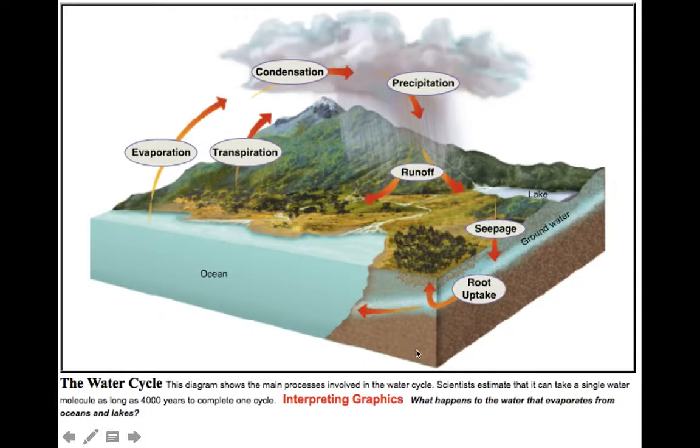So here is the water cycle. You can see evaporation occurring off the surface of the ocean, transpiration happening off the surface of plants. The water condenses back from water vapor into liquid water. And then when the clouds get too heavy, precipitation occurs in the form of rain in this case. The water runs off, it seeps into the soil, it enters the lake and groundwater, and it finds its way back into the ocean.